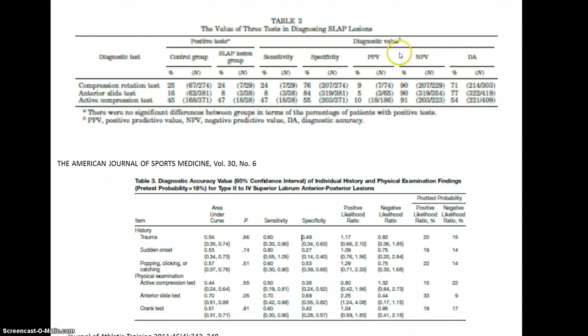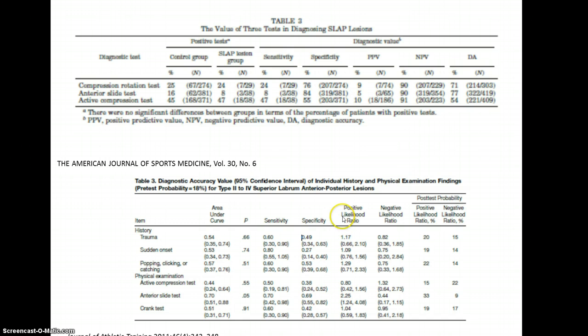You notice that our positive and negative predictive values are also listed. If we come down here and we look at the individual history and physical exam findings for a type 2 to 4 SLAP tear, you can see certain history questions such as trauma, sudden onset, popping and clicking, and again we have calculated sensitivity and specificity values. If you've watched the other videos, you'll notice that this is the first time that one of our studies has shown positive and negative likelihood ratios. You'll remember from our previous videos that although this is a better statistical test to run, it's quite confusing and most studies do not report them.